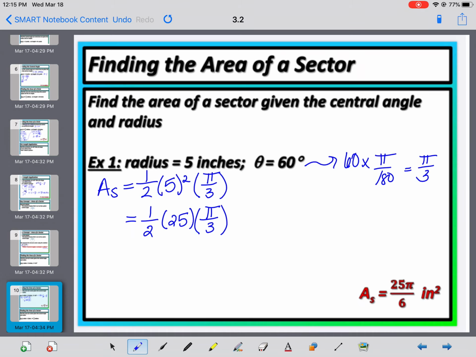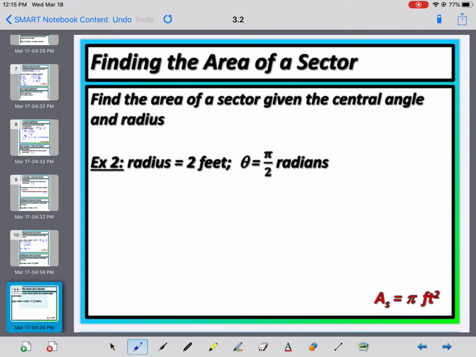Okay, so we're going to multiply all across the top and all across the bottom. So I'm going to turn 25 into a fraction. So 1 times 25 times pi over 2 times 1 times 3. Okay, so the area of my sector is 25 pi over 6 inches squared.